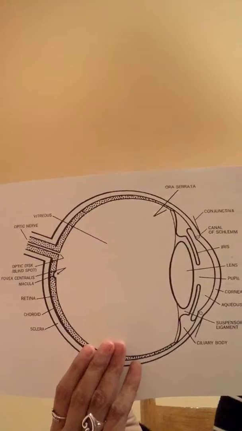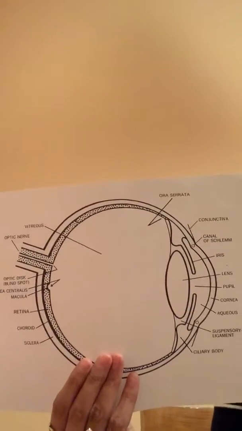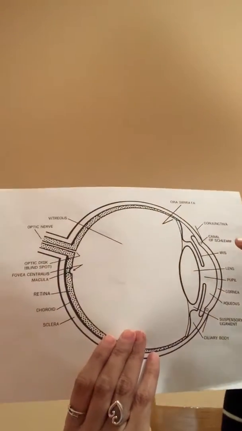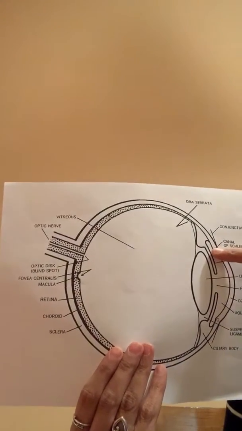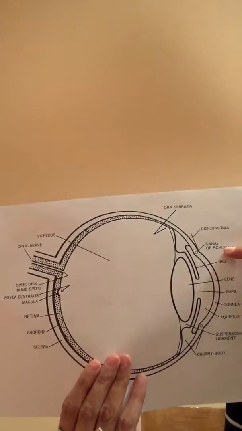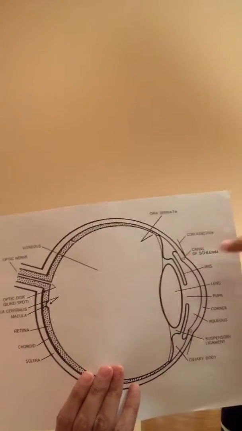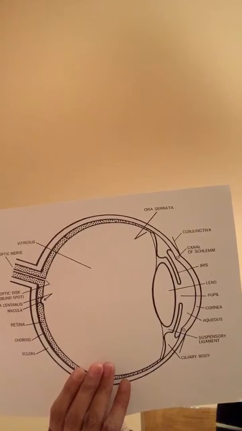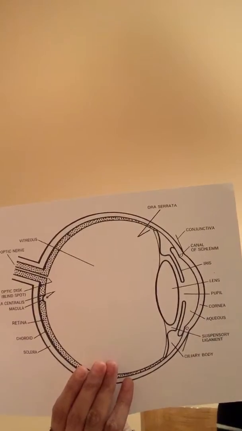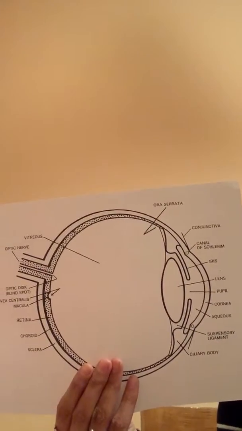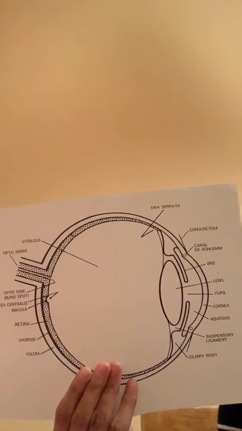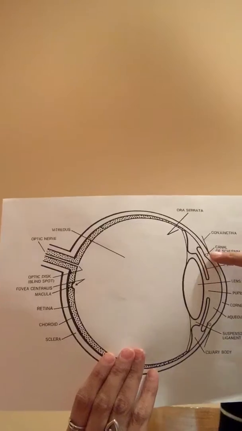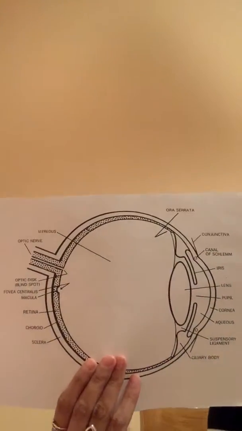Okay, so after that, we have the canal of Schlemm, right in here. The canal of Schlemm, right there, is a canal that carries or drains the aqueous from the anterior chamber to the veins to drain the eye. It is located right next to the iris right there.